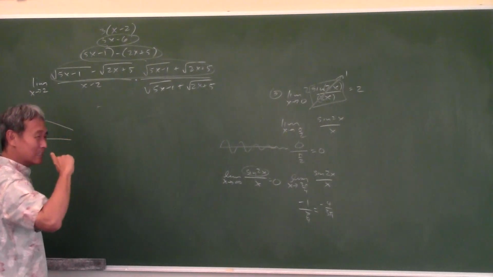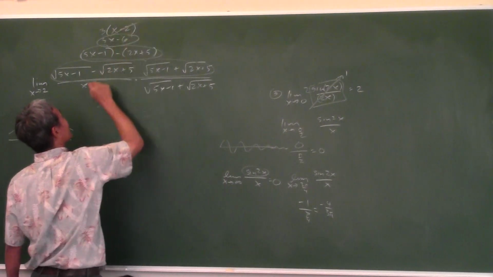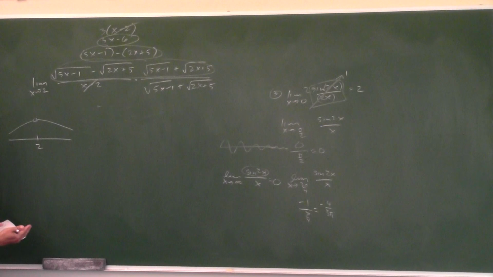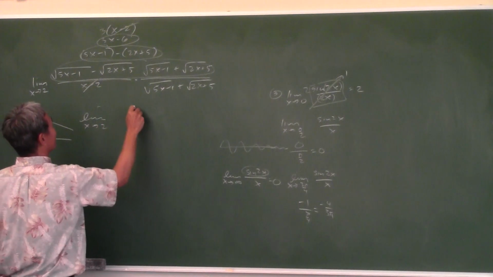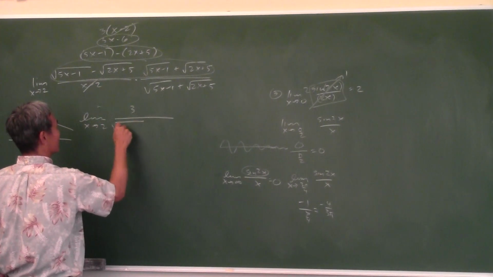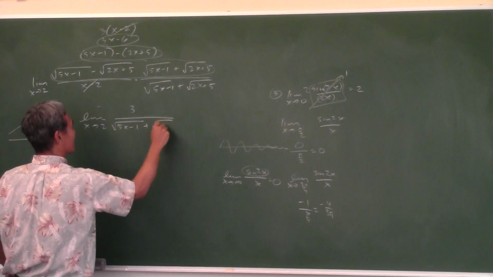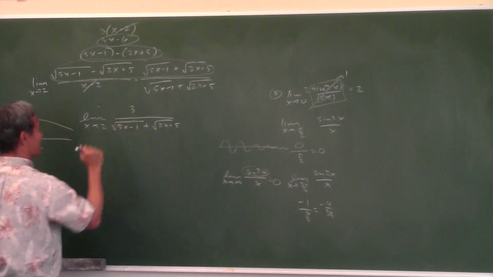Is that good? Yes, because x minus 2 cancels. See, if nothing is canceling out, that must mean you did something wrong. So this is what's left. I don't know why I'm writing it all, but I just will. Okay, this is what's left after you cancel out everything.